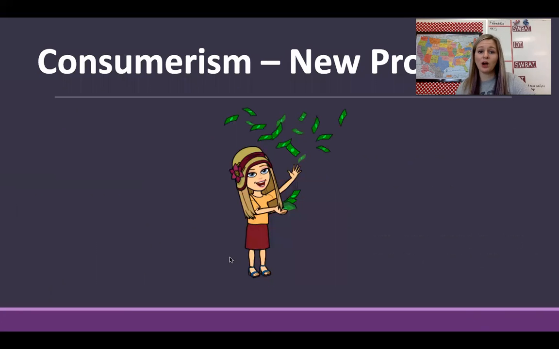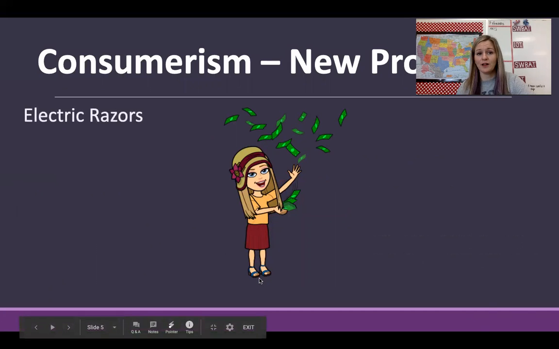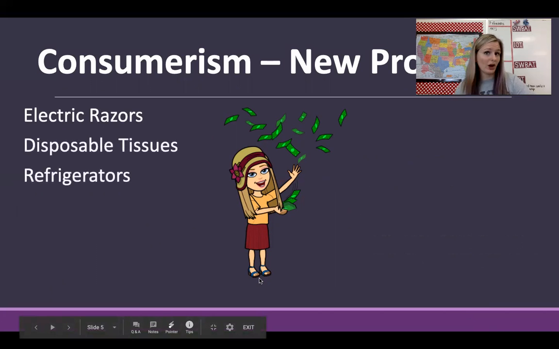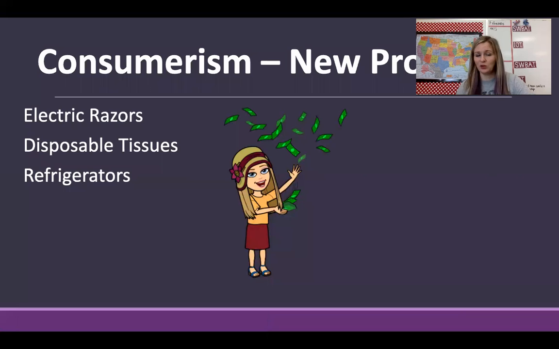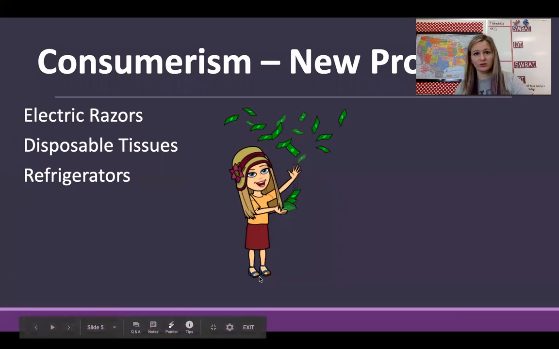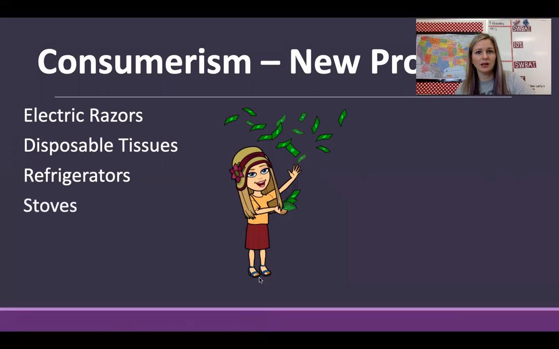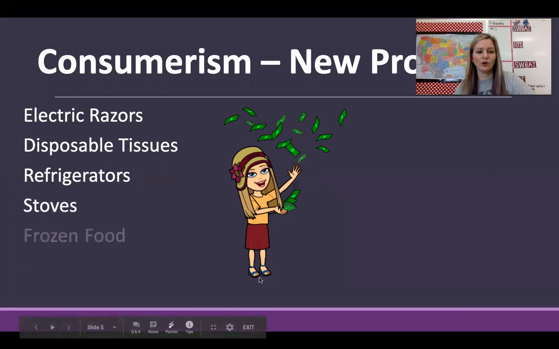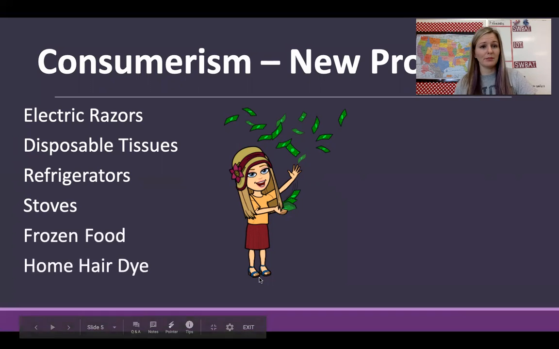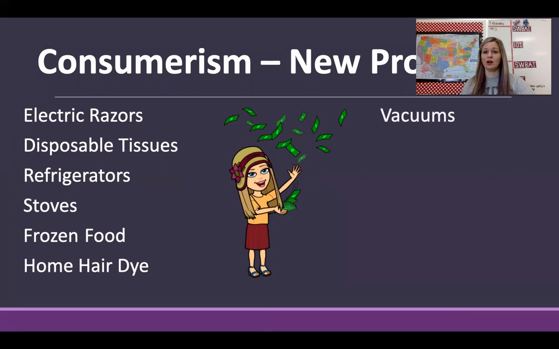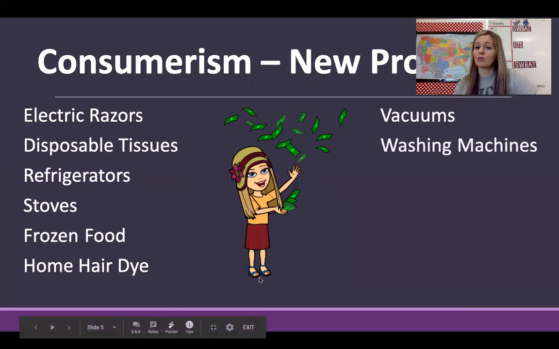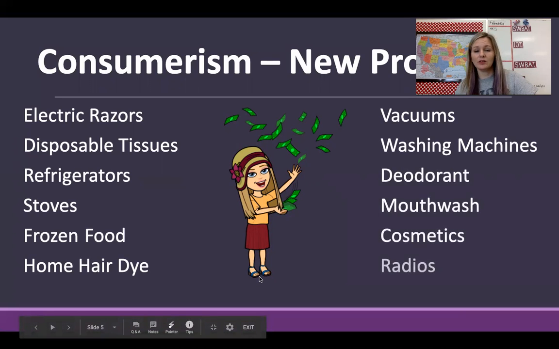So some of those new products that were being advertised include the following. Electric razors, disposable tissues, like Kleenex. We often take that for granted now. I mean, you used to have to carry a handkerchief and use it over and over again. So Kleenex is now a thing. Refrigerators that can be plugged in because of electricity, stoves, frozen food, home hair dye for women that wanted to bleach their hair blonde. That was very popular. Vacuums, washing machines, deodorant, thank God for that one, mouthwash, cosmetics, and the radio.